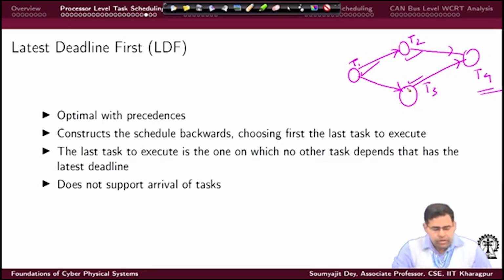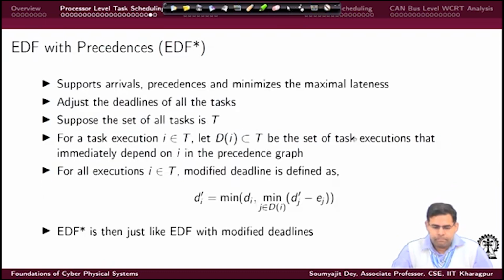Now, in this variant we are not supporting arrival of tasks, and we will soon see how that support can also be brought in. When we modify LDF with this support for arrival of tasks, that is what we call EDF with precedences, or EDF star. This is the algorithm which handles precedences, arrival of tasks, and minimizes the maximum lateness. That means at any point of time, given a set of tasks including the ones which have arrived, you figure out which task to execute, and you recompute that upon arrival of new tasks to your task set.